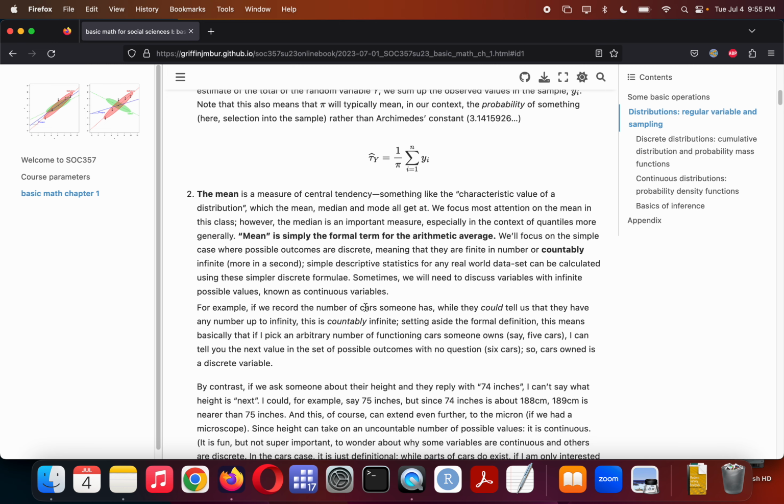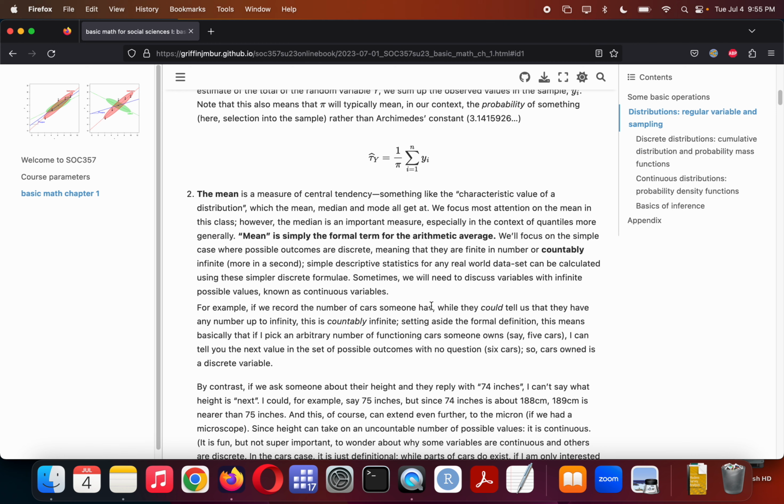If we record the number of cars that someone has, well, they could, in theory, tell us that they have any number of cars up to infinity, or possibly -1, although that doesn't really make any sense, but this would still work if you had -1. This is countably infinite. So setting aside the formal definition, which gets kind of heady, I hope that you'll be able to understand this part.